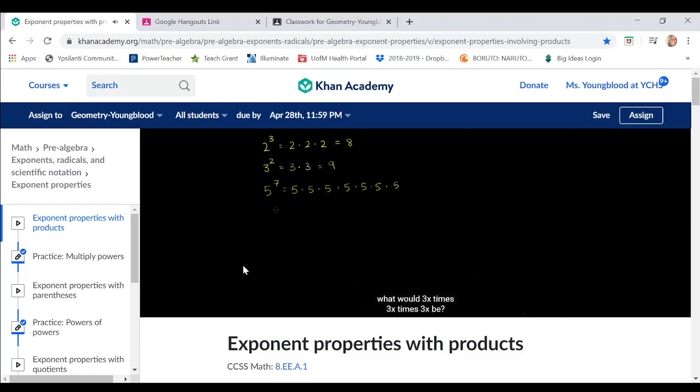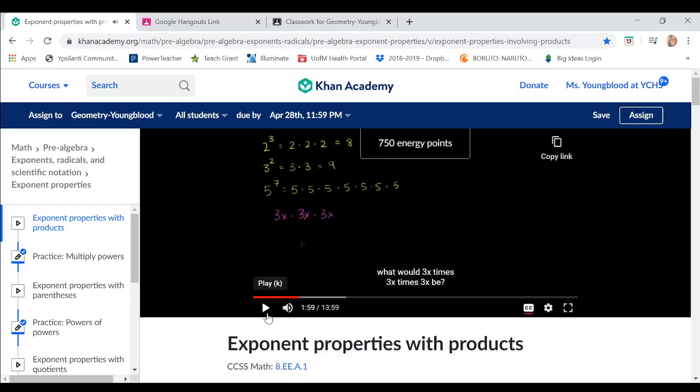Okay. So what would 3x times 3x times 3x be? Yeah. So now he's adding a variable. So you want to look at the common thing he's multiplying and how many times he's multiplying that thing. So I'm going to pause it and let you guys think of it, and then I'll discuss it with my students who are in class. Think about how you would condense that, given what we've just seen about exponents.